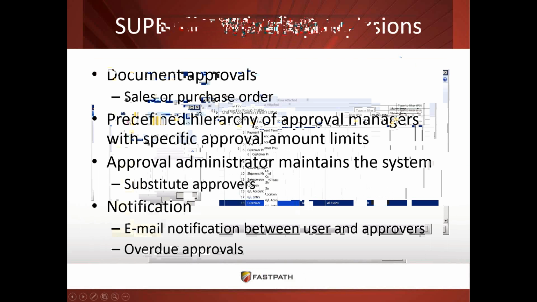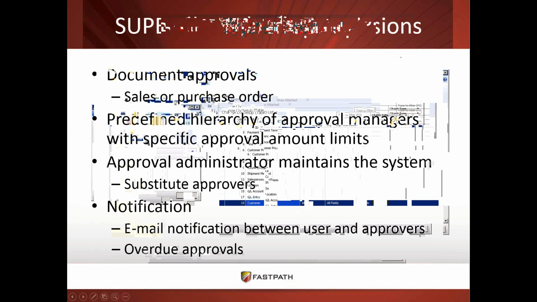The last item I'm going to touch on, the sixth area of a native control, is the workflow. The workflow that NAV does provide out of the box as a native control is document approvals. These relate back to your sales orders and your purchase orders. So you can set up a predefined hierarchy of approval. You're going to have an approval manager or someone that's doing the approvals, and you can set specific approval amount limits. So you can say this person can approve up to 100,000. This person can approve up to 500,000. So you can see there's going to be some process.